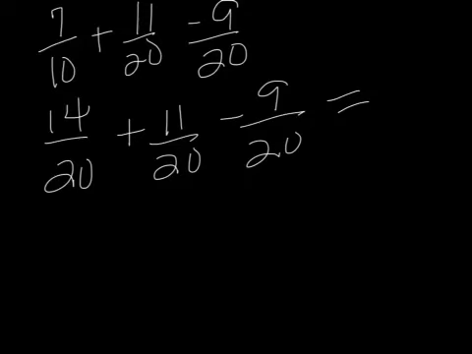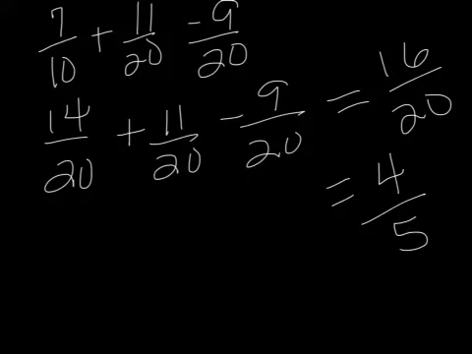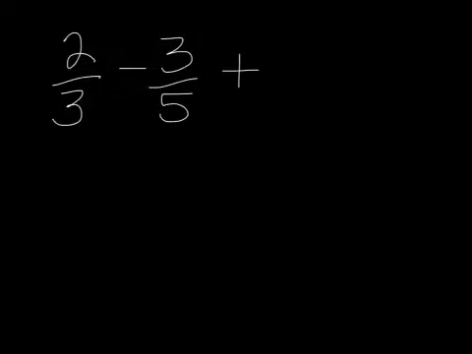14 plus 11 minus 9 is 16 over 20, and we always reduce fractions. That reduces to 4 over 5. Okay, our next problem, just a review, will be 2/3 minus 3 over 5 plus 4 over 15. Well, our common denominator between 3, 5, and 15 is 15.